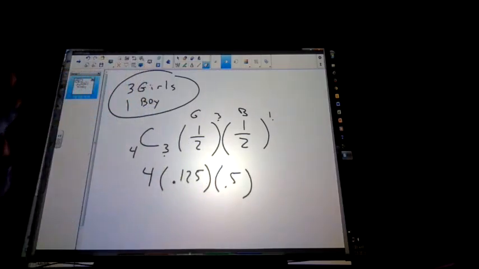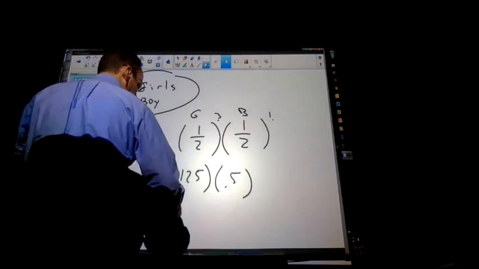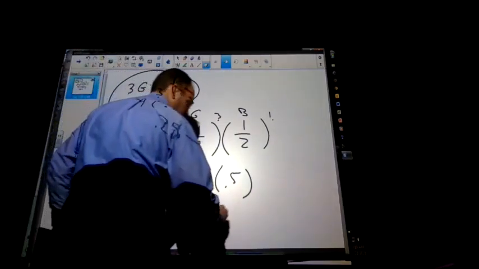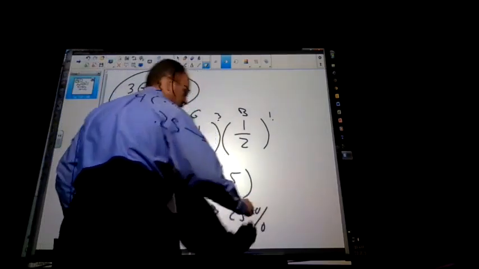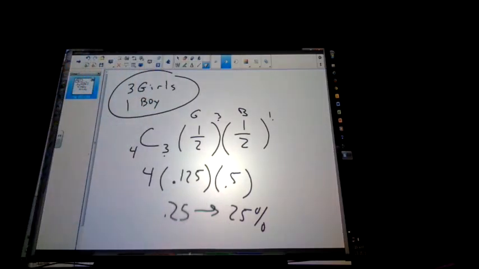Let's multiply those out, please. How much? 25%. So 0.25, which is 25%. Seem good? So find the probability that a family of 4 will consist of 3 girls and 1 boy. 25%.